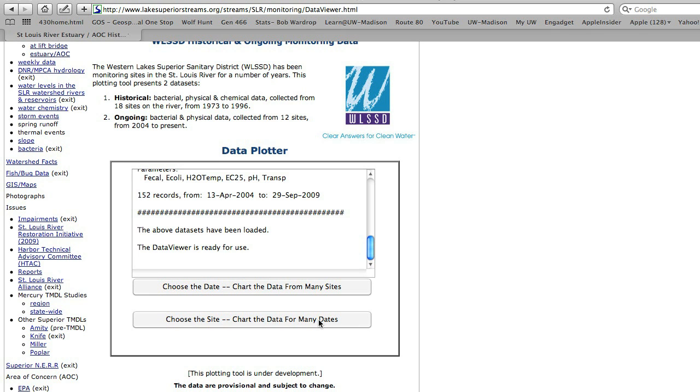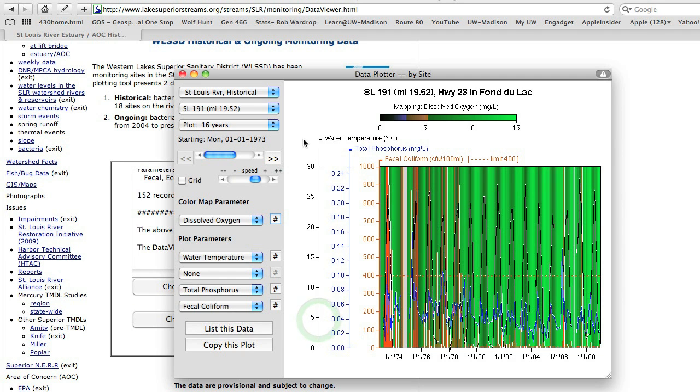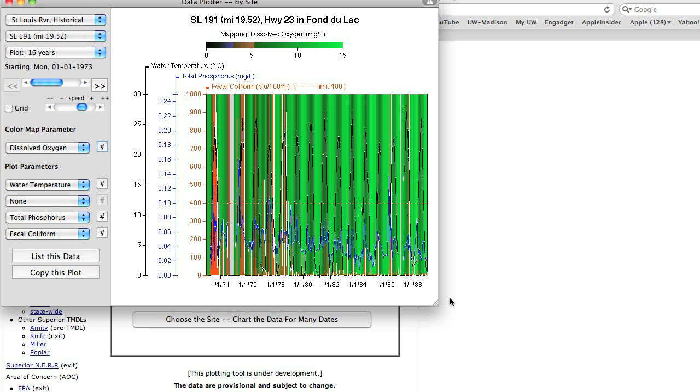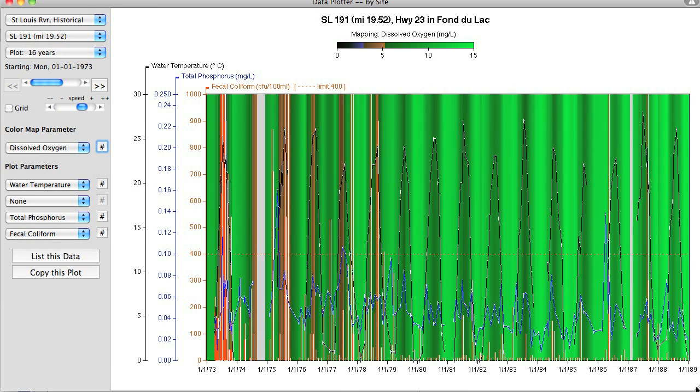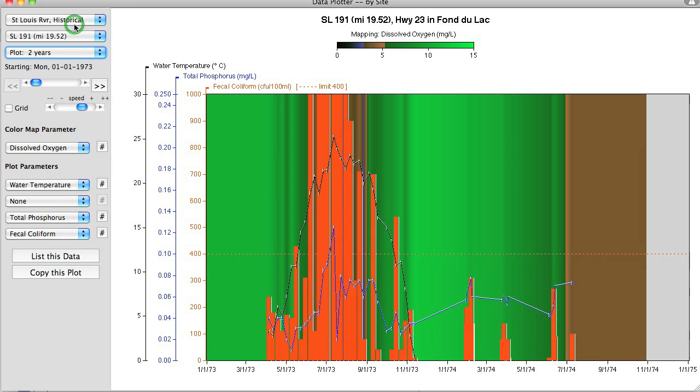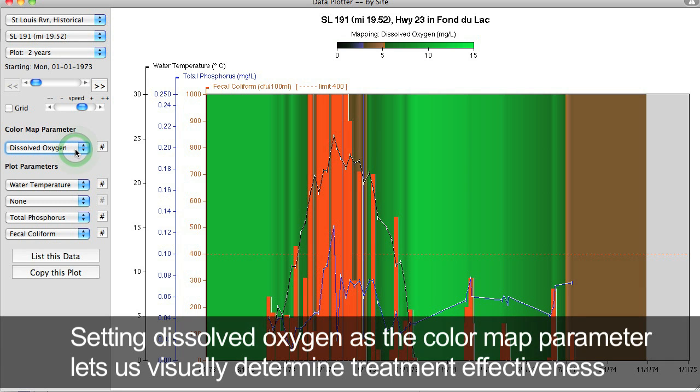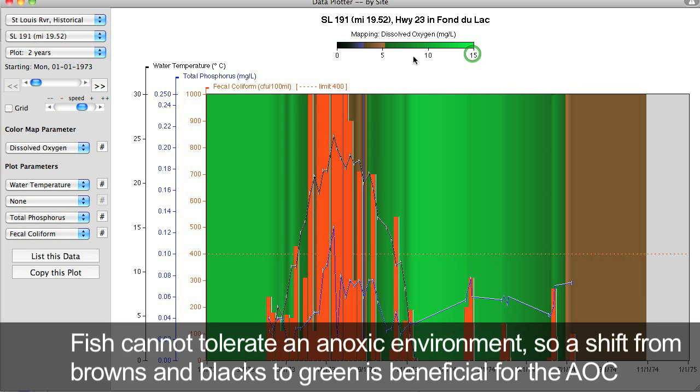What we see now is a mixture of color maps, line graphs, and bar graphs representing stream attributes over a 16-year period starting in 1973. To simplify and clarify, let's adjust the time span to 2 years. The background colors represent dissolved oxygen, with green equating to high dissolved oxygen, and brown and black representing a hypoxic or anoxic environment. Fish cannot tolerate an anoxic environment, so a shift from browns and blacks to greens is a desirable outcome in the area of concern.